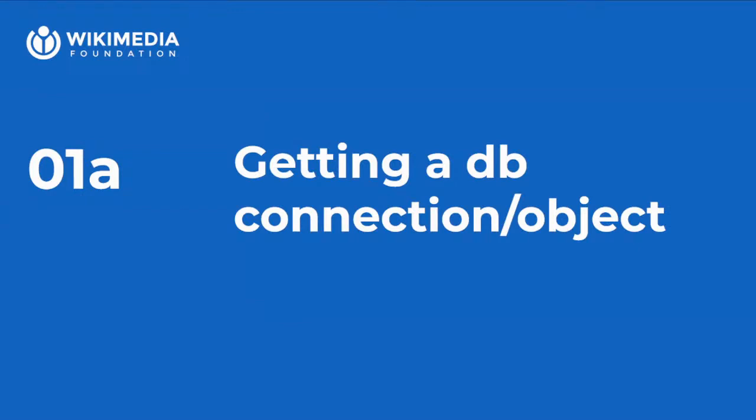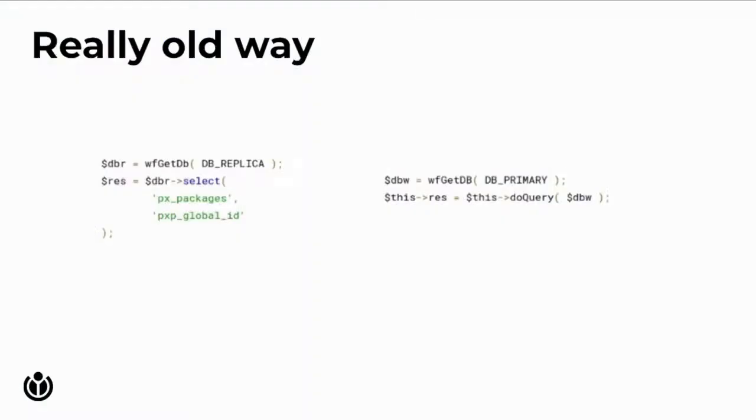The first one, and a rather simple one, is when you want to get a database object and a database connection. How many of you have seen this before, this type of code that you have been writing to do a database select? Can I have a show of hands?